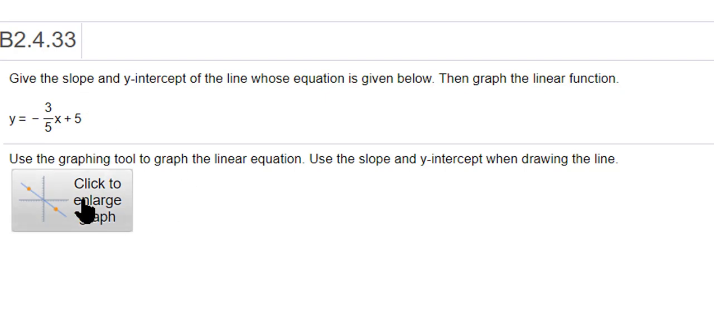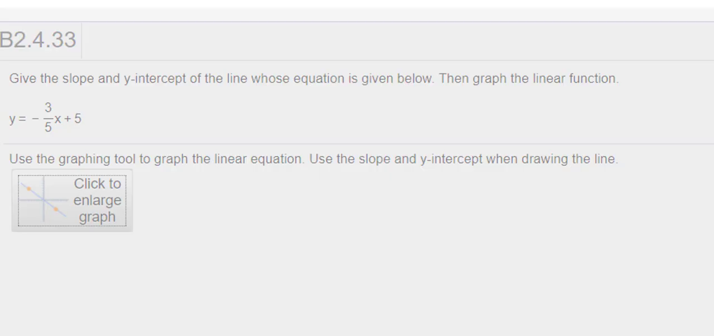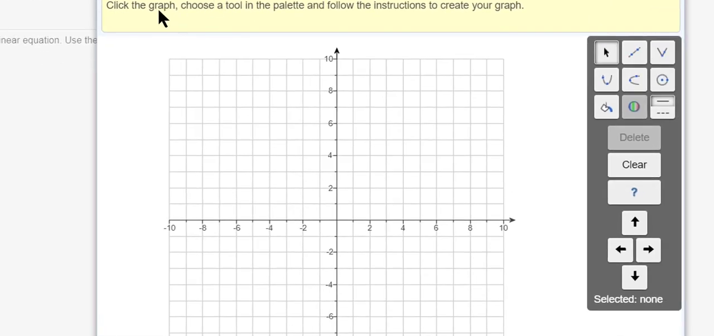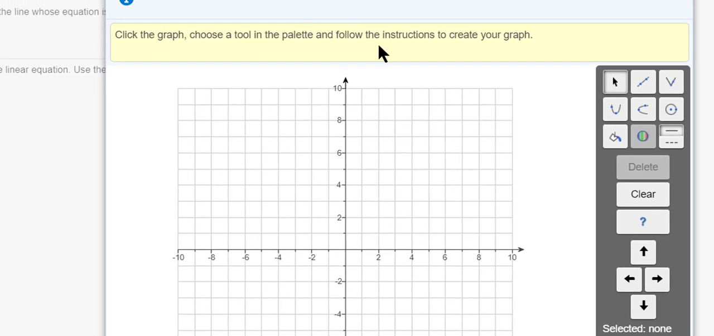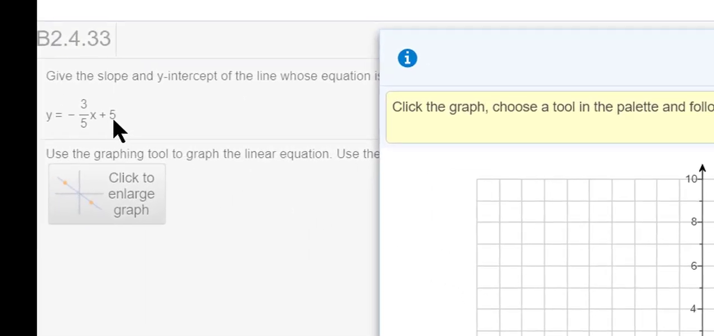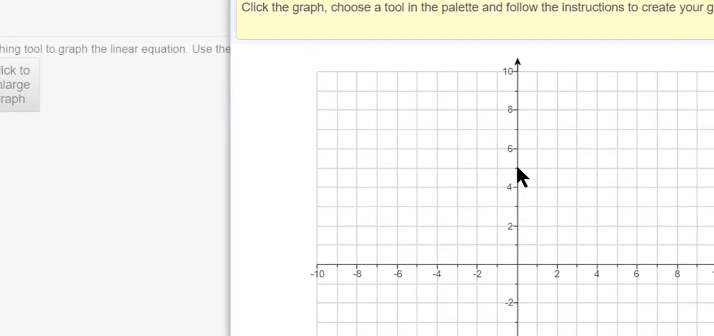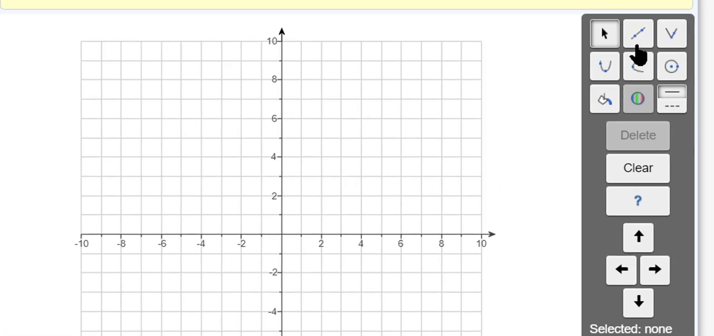All right, so now to graph this thing, I click this area, and it says click the graph, choose a tool in the palette, and follow the instructions to create your graph. So if the y-intercept is 5, I know I'm going to have a point at 5. So I'm going to click this button and put a point at 5.